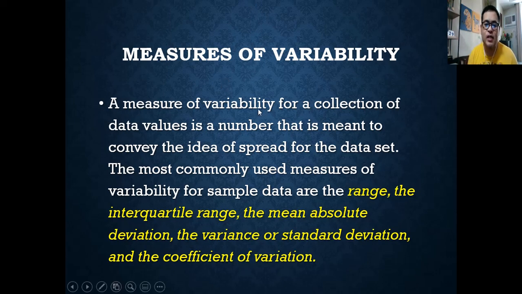A measure of variability for a collection of data values is a number that is meant to convey the idea of spread for the data set. And the most commonly used measures of variability for sample data are the range, the interquartile range, the mean absolute deviation, the variance or standard deviation, and of course the coefficient of variation. So all of these talk about the spread of the data set. That's why it is called measures of variability.